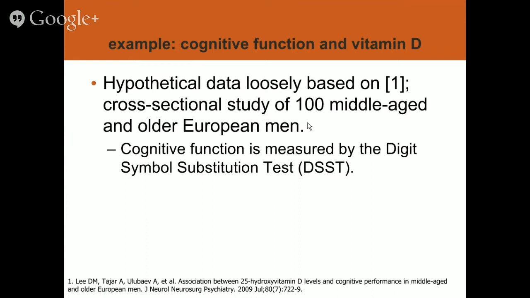And this example is hypothetical data that's loosely based on a cross-sectional study. Remember what that means, right? Cross-sectional means that we ascertain the exposure and the outcome simultaneously. It's like a slice in time, right? And this measured a relationship between vitamin D intake and some kind of cognitive function. Now, cognitive function here is measured by something called the digit symbol substitution test.